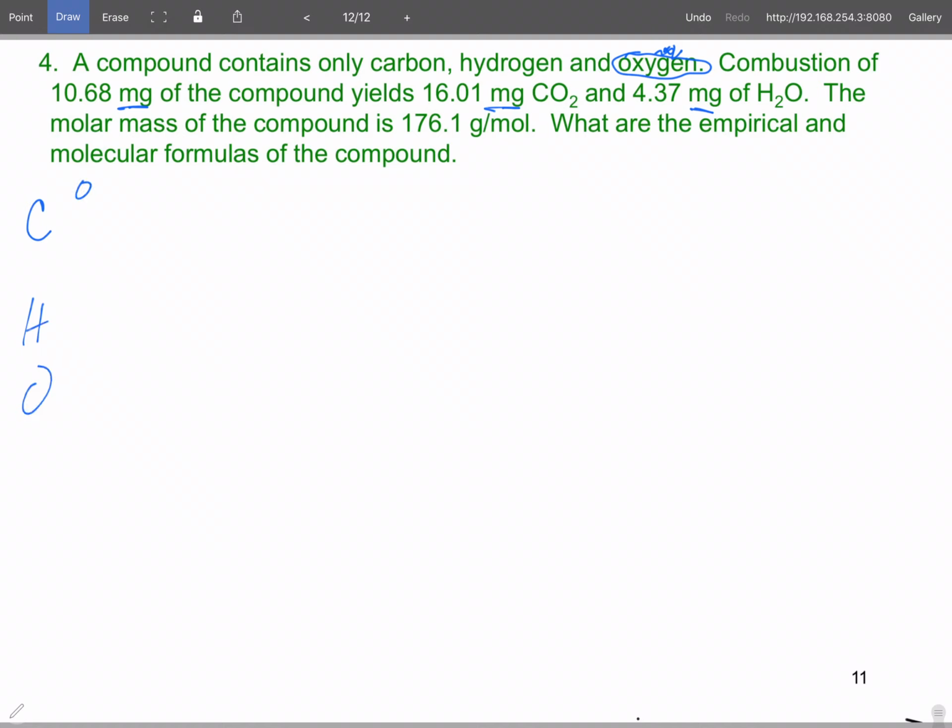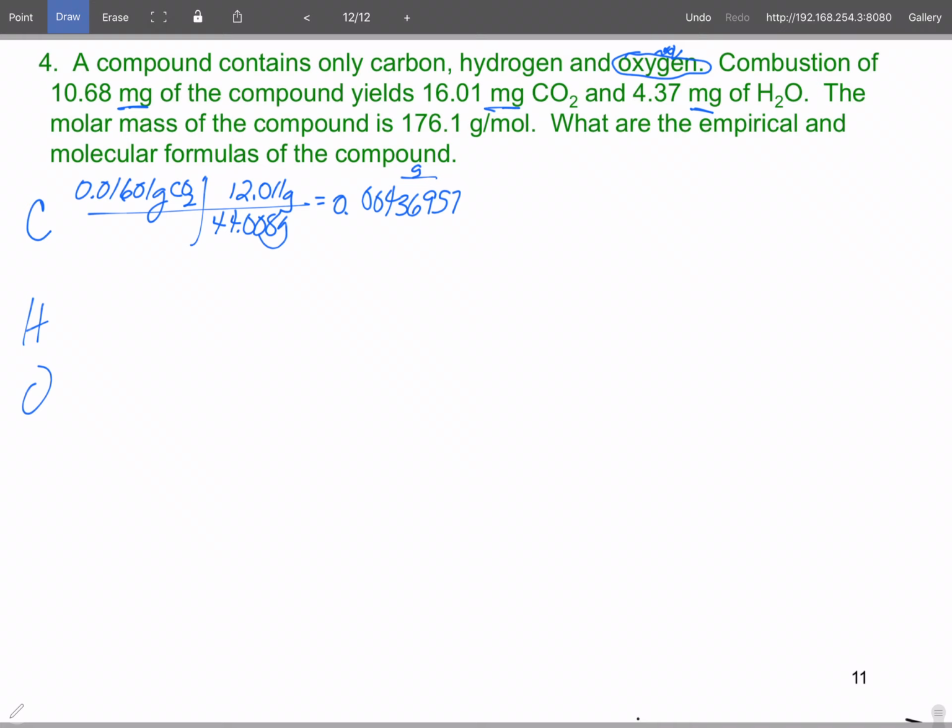So we have 0.01601 grams of CO2. And we know that it's 44.008 grams per 12.011 grams. And that gives us a whopping 0.0043697 grams.